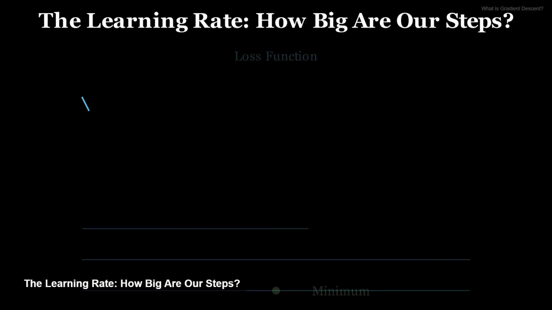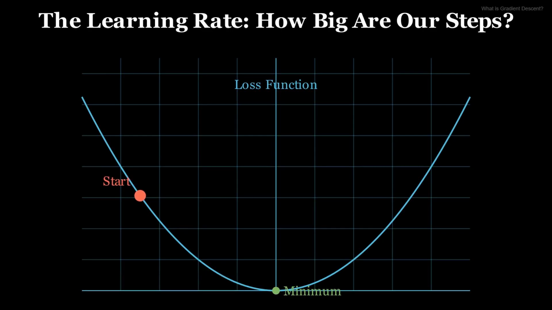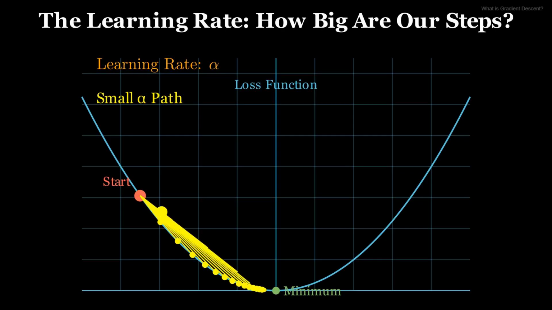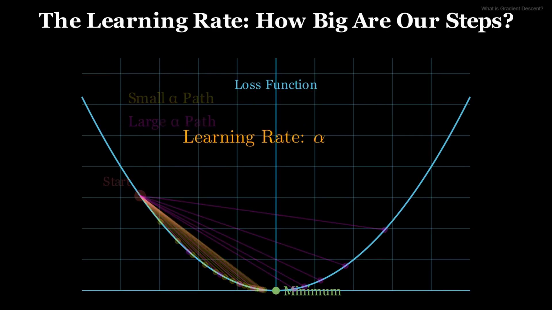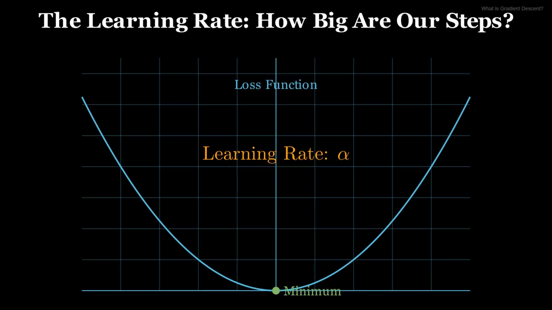But how big should each step be? This is controlled by a crucial hyperparameter called the learning rate, denoted by alpha. A small learning rate means tiny steps, leading to slow but stable convergence. A large learning rate means big steps, which can lead to faster progress but also risks overshooting the minimum, oscillating, or even diverging entirely. Choosing the right learning rate is critical for effective gradient descent.